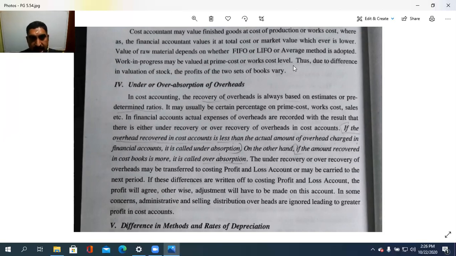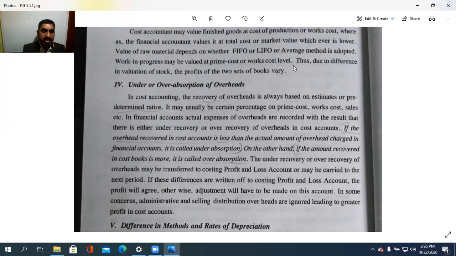In financial accounts, actual expenses of the overheads are recorded with the result that there is either under recovery or over recovery of overheads in cost account. ഒന്നെങ്കിൽ കൂട്ടി കാണിക്കുക അല്ലെങ്കിൽ കുറച്ച് കാണിക്കുക. ഫിനാൻഷ്യൽ അക്കൗണ്ട്സിൽ അങ്ങനെയല്ല. കാരണം യഥാർത്ഥ എക്സ്പെൻസസ് ആണ് എടുക്കുന്നത്. ഇവിടെ സ്റ്റാൻഡേർഡ് സെറ്റ് ചെയ്യുന്നുണ്ടാകും. Isn't it? സ്റ്റാൻഡേർഡ് കോസ്റ്റിംഗിനകത്ത് സ്റ്റാൻഡേർഡ് സെറ്റ് ചെയ്യുന്നുണ്ടാകും.